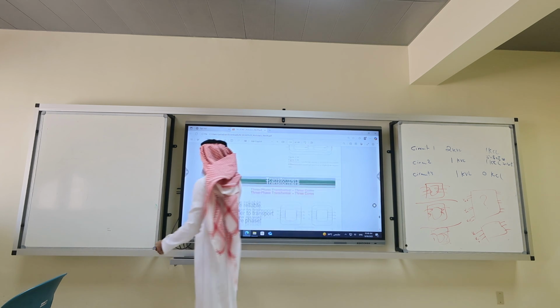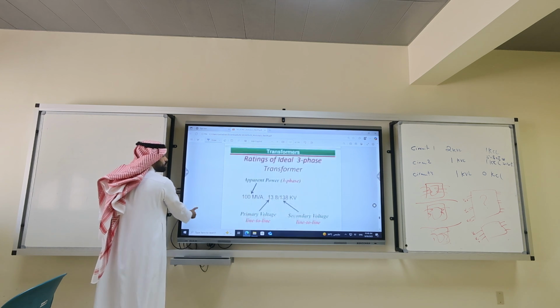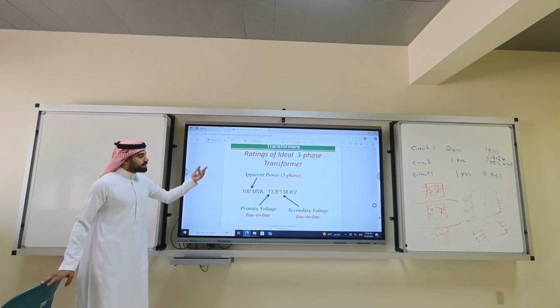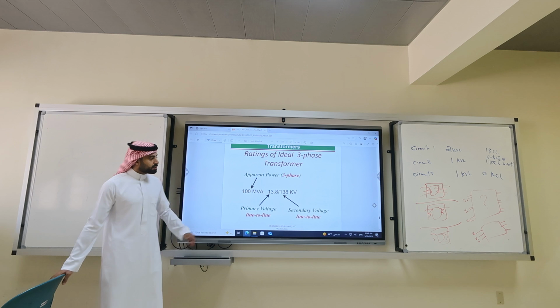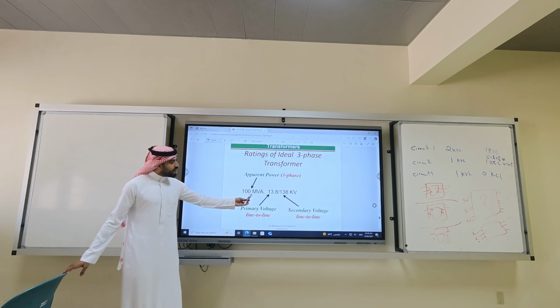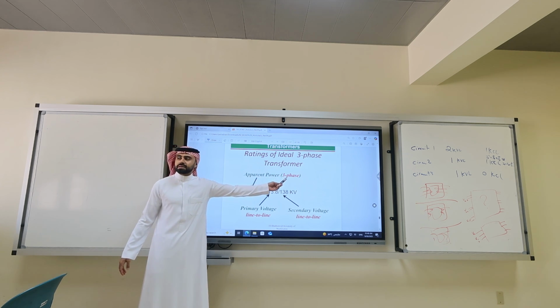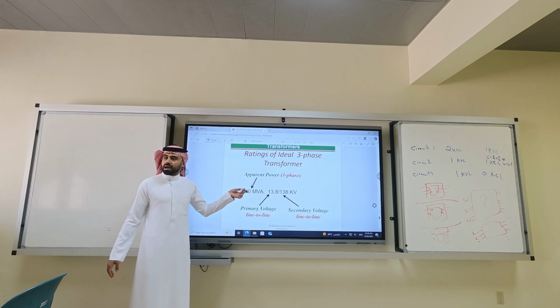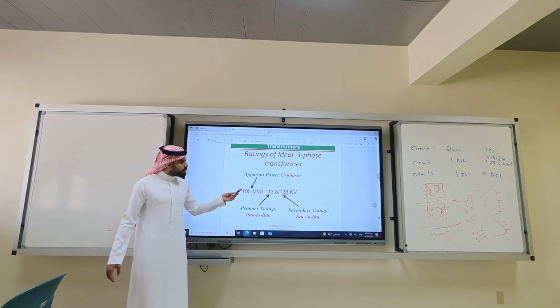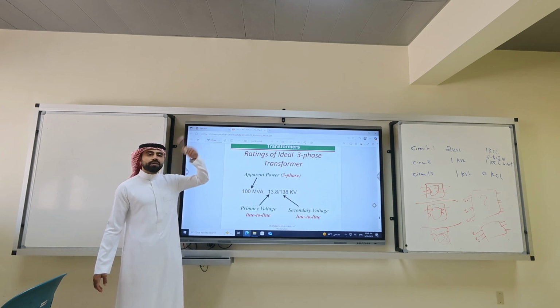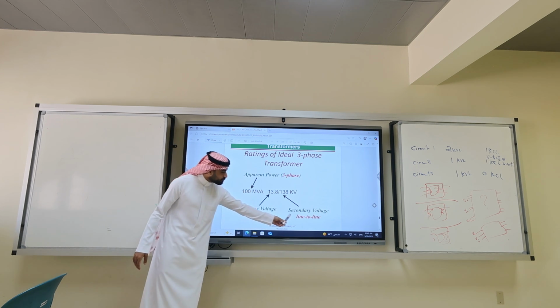Now, how do we connect them? Oh no, before that, the ratings. How do we read the ratings? 100 MVA, this is the apparent power for 3-phase. It means per phase is what? 100 over 3. Okay. Now again, for 3-phase we love line to line, right? Yes. So now we love line to line.